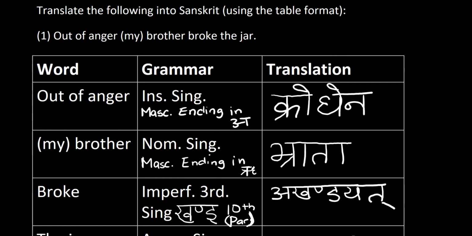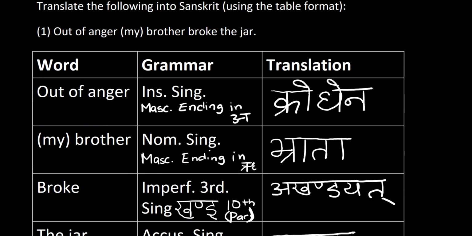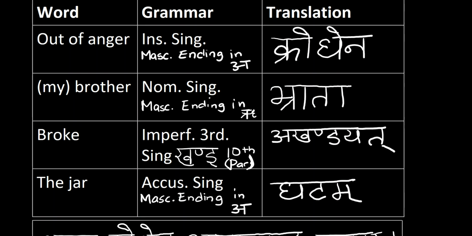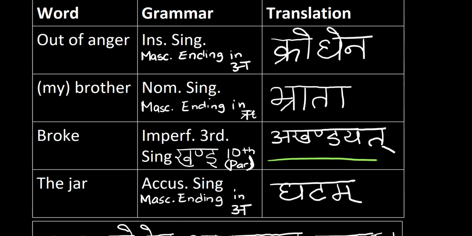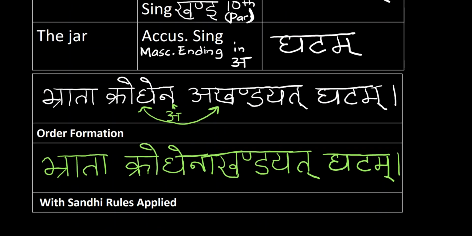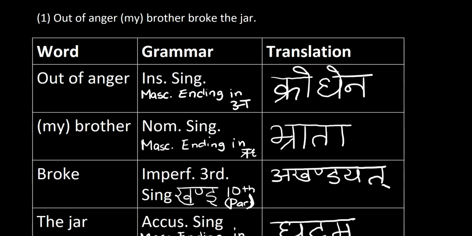To translate, out of anger, my brother broke the jar. Make sure to check your answers. Make sure that you have them in the right declensions and the conjugations. Notice that we spent a lot of time on the word broke, to just make sure that we got that correctly. Don't forget to add the a in the imperfect tense before your verbal base and after your verbal base before adding your terminations. So this was actually good practice to revisit the imperfect tense.